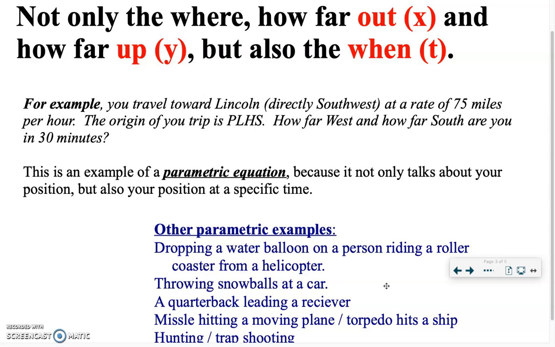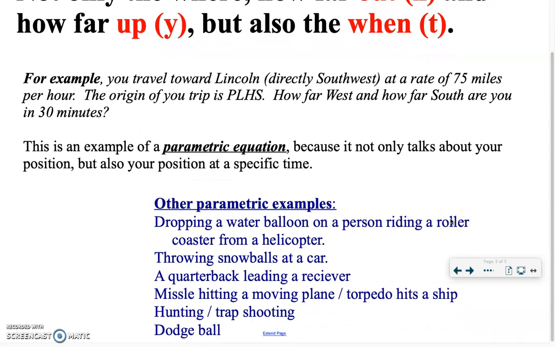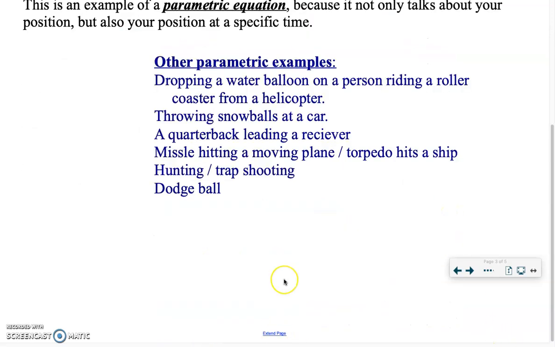All right? Again, it's parametric because it not only talks about your position, like your location, what's X, what's Y, but at a specific time, that's how we get there. That's what kind of upgrades it to being a parametric equation. All right? So I tried to come up with some other parametric equation type examples.